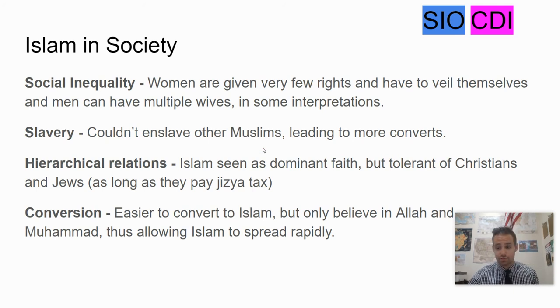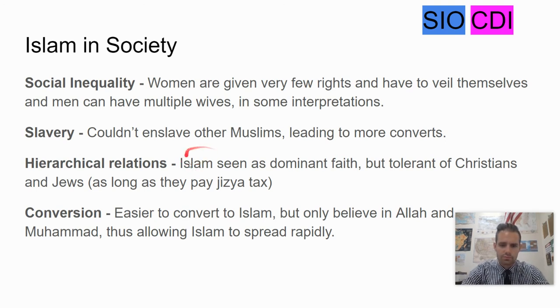Make sure you keep in mind the trade, the militarism, the easy conversion. All those things are the reasons why Islam is the second largest religion in the world. In addition to this, we can see that there is some sort of a hierarchy. Muslims are clearly at the top, and then other religions are clearly below that. I mean, Christians and Jews had to pay a tax, while the people of the Islamic faith did not have to pay that tax.